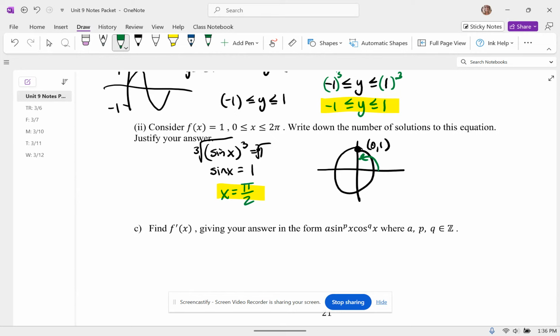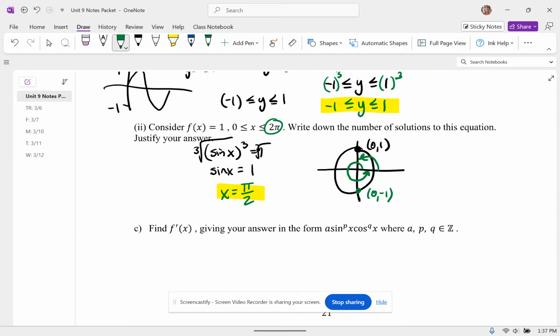No, wait a second. That's not our only answer. Where would the other answer be? You keep going through 2 pi, 3 pi over 2, 5 pi over 2. Even if I repeat it at 2 pi, I'm not going back up to 5 pi over 2. What about 5 pi over 2? It's not in the interval, it's past 2 pi. 5 pi over 2 is not past 2 pi.